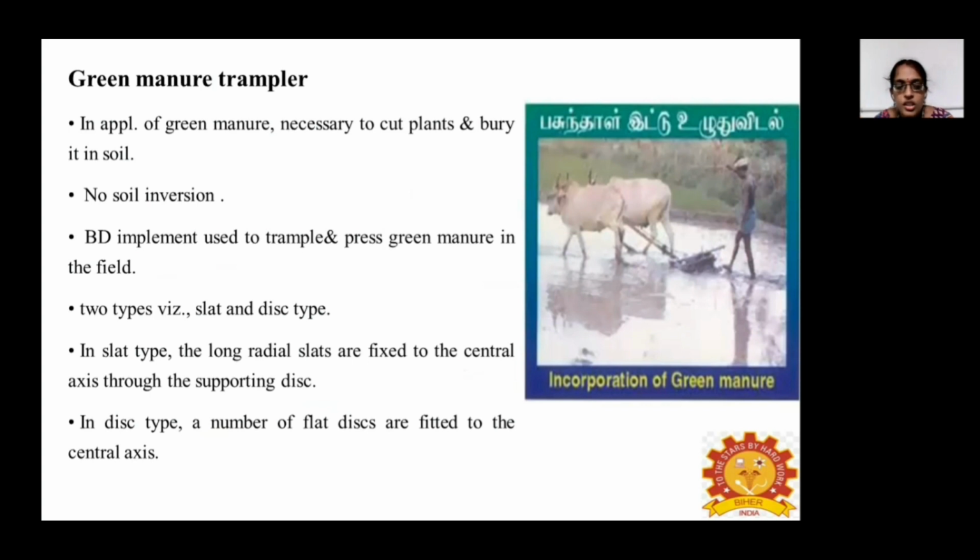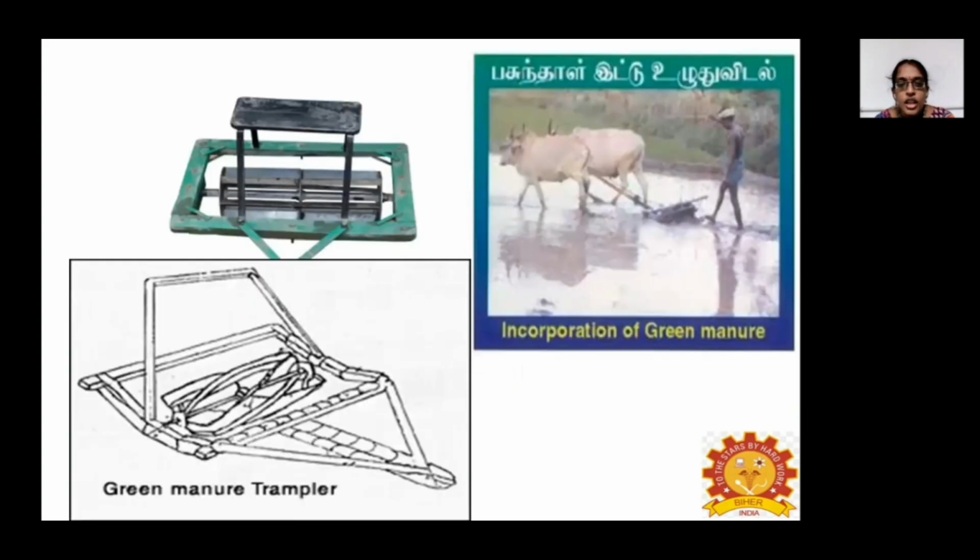It won't invert the soil. At the same time, it is used to trample and brush the green manure in the field. It consists of a slat type and a disc type. In the slat type, in a radial arrangement, the slats are fixed to the central axis with a supporting disc. And in the disc type, a number of flat discs are fitted to the central axis. So this is about the green manure trampler. This is the radial type, and this is the flat type.